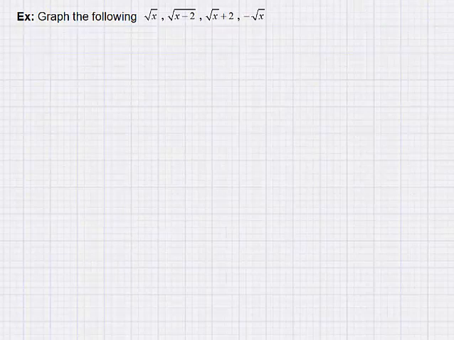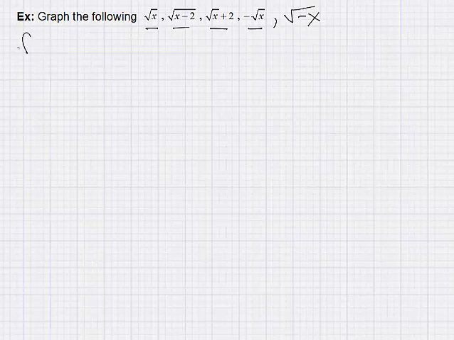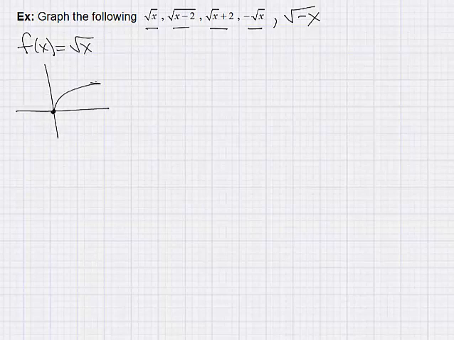Let's get a little bit more practice with these translations. So let's graph these couple of functions. I have square root of x, square root of x minus 2, square root of x plus 2, that one's outside the square root, negative square root of x, and I'll add one more to this list, the square root of negative x. So if I look at this, let's look at the first one. f of x equals the square root of x. So what does that graph look like? Simple, basic, square root of x.